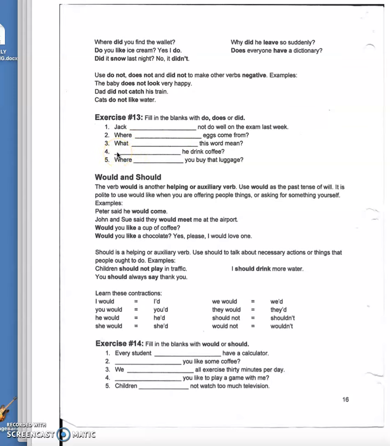So for number 4, we could say, does he drink coffee? We could say that if we're talking about something in the present. We could also use the word did, did he drink coffee, asking the question from the past. Did he drink something, say, this morning? Did he drink coffee?